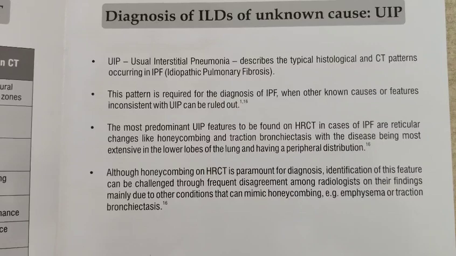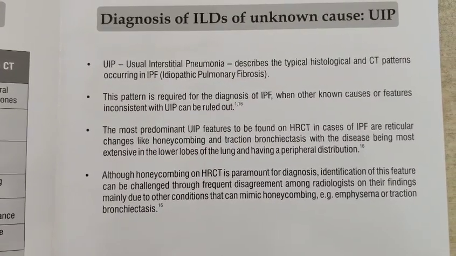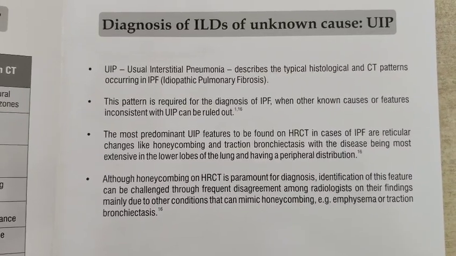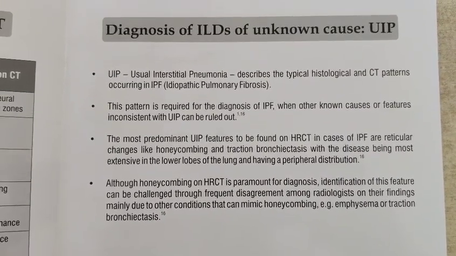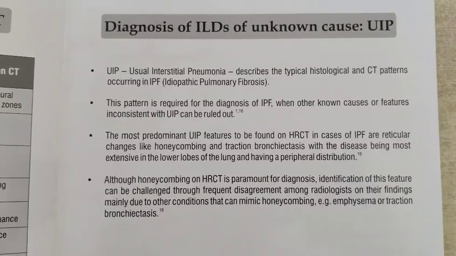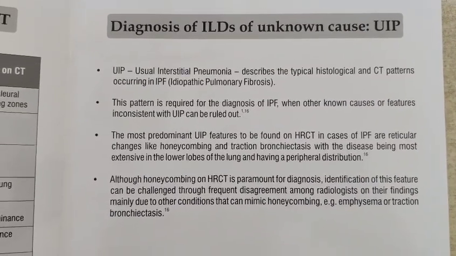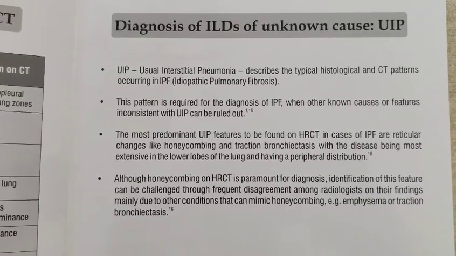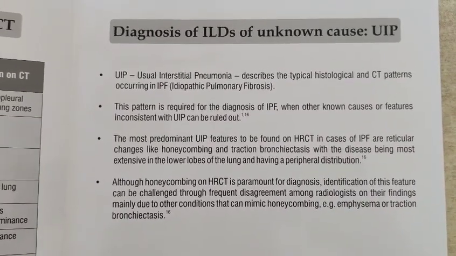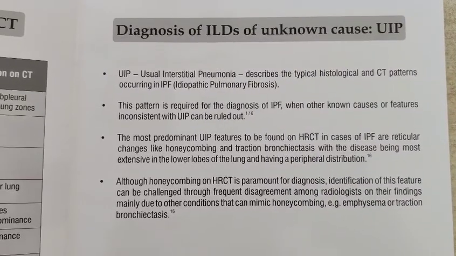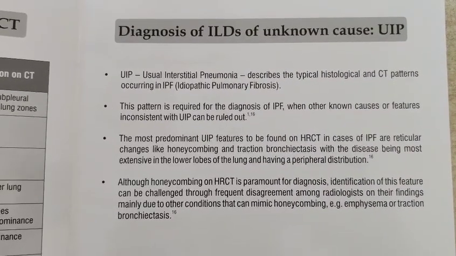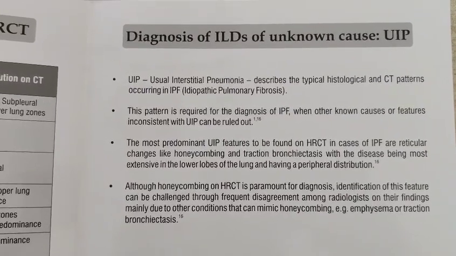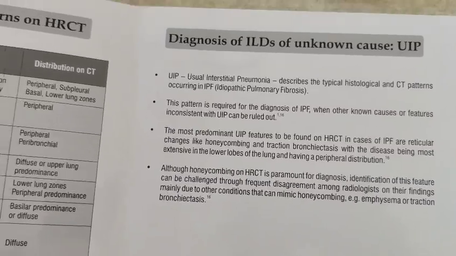The most predominant UIP features to be found are reticular changes like honeycombing and traction bronchiectasis, with the disease being most extensive in the lower lobes of the lung and having a peripheral distribution. Although honeycombing in HRCT is of paramount importance for diagnosis, identification of this feature can be challenged through frequent disagreement among radiologists on their findings. Other conditions can also mimic honeycombing, like emphysema or traction bronchiectasis.